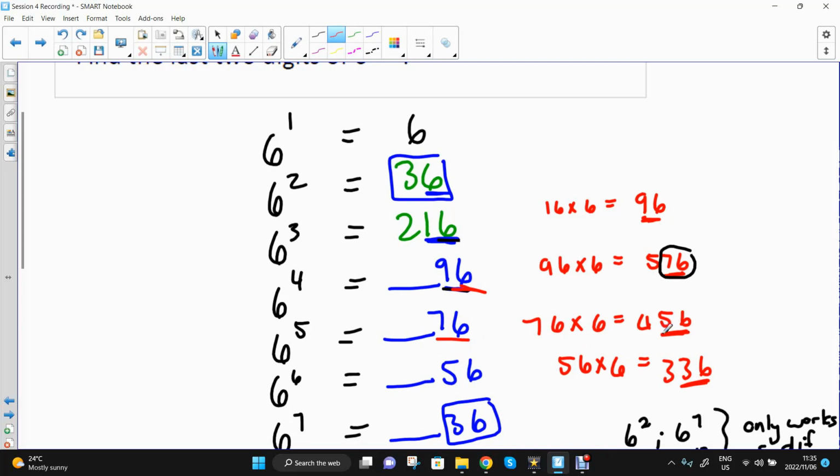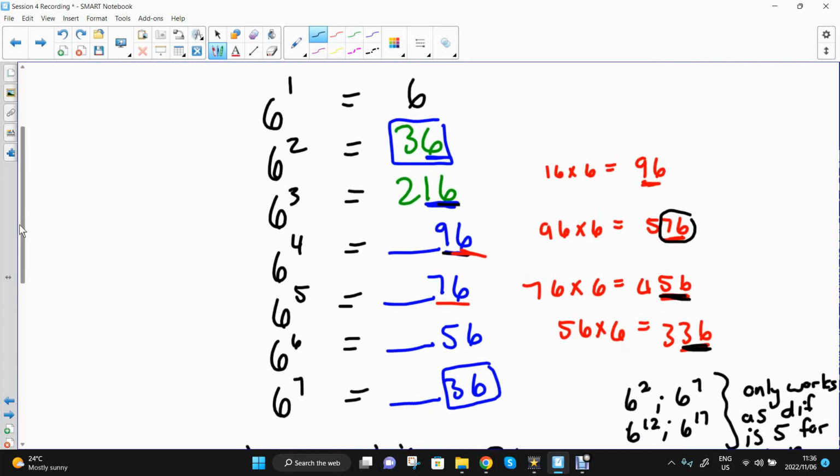You can see I did that here on the side. So you can see your last 2 digits are the only 2 that you are interested in. And finally, when you get to 6 to the power 7, guys, your 56 times 6 gives you 36 as your last digits. So you can see here, when your exponent is 2, you get 36. And when your exponent is a 7, you also get 36 as your last digits. So that is the pattern.